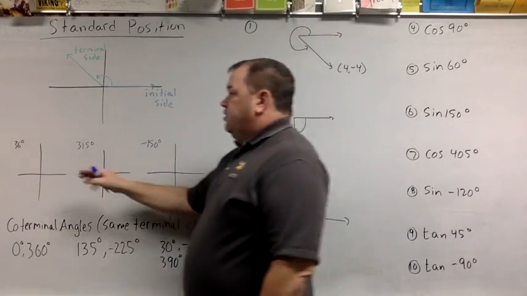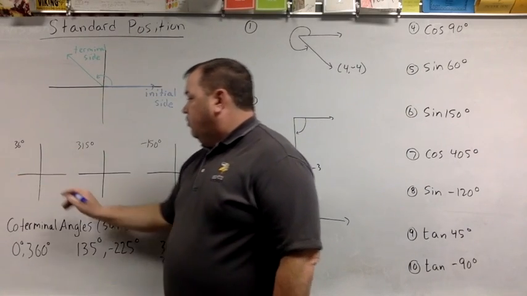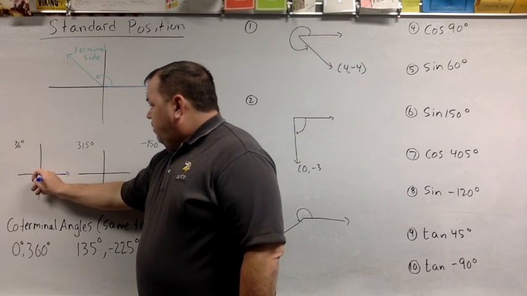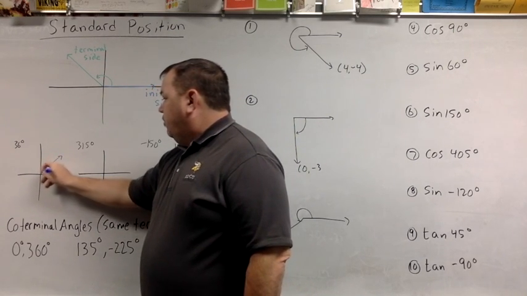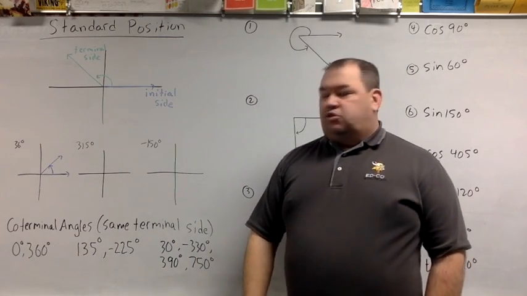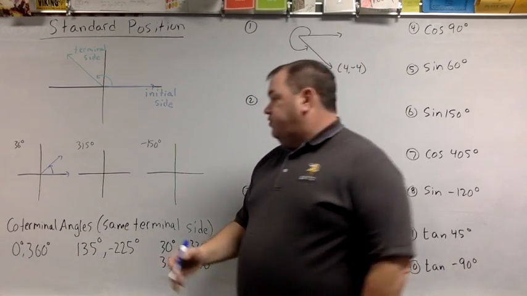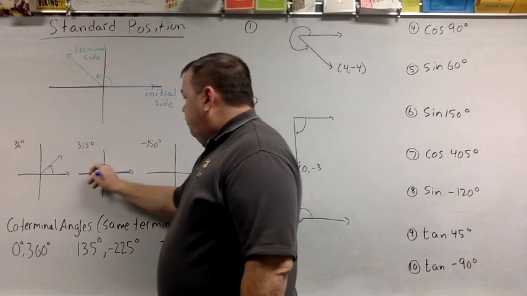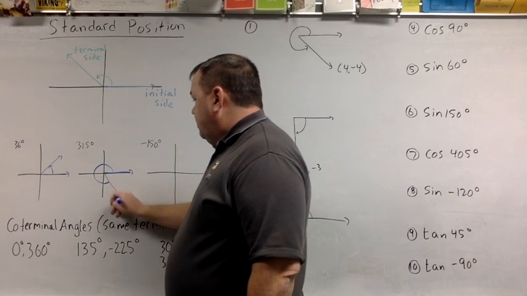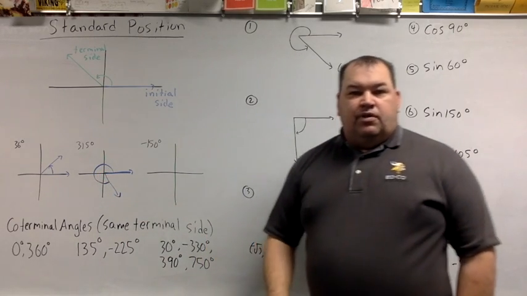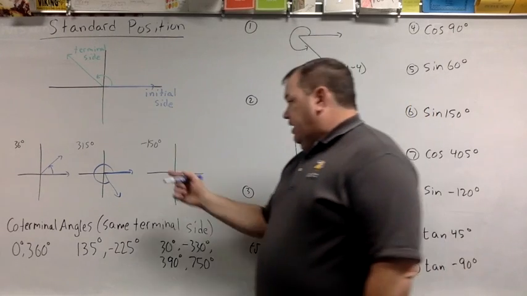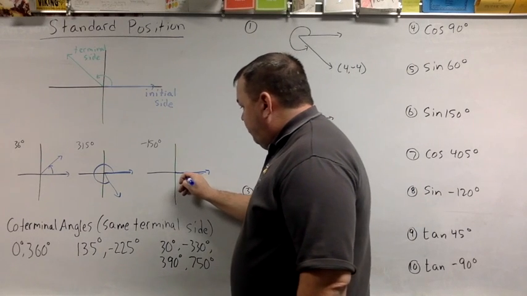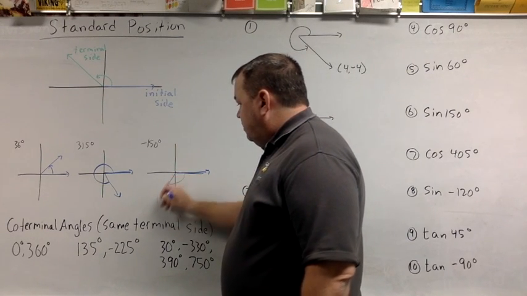So if I were to draw a 36-degree angle, it would have to start on the x-axis, and then it would be somewhere up here in the first quadrant, roughly in that position. 315 degrees, still going to start on the x-axis, and 315 degrees is down here somewhere. If they happen to go negative with an angle, still start on the positive x-axis, and now negative 150 would land down here somewhere.